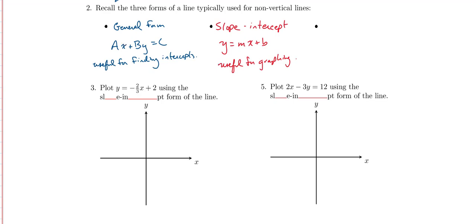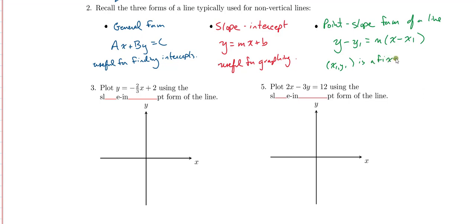The final form of a line that we often deal with is the point slope form of a line. The point slope form of a line looks like this. It looks like y minus y1 is equal to m times x minus x1. And here I'll just remind you that x1 comma y1 is a fixed point on the line.